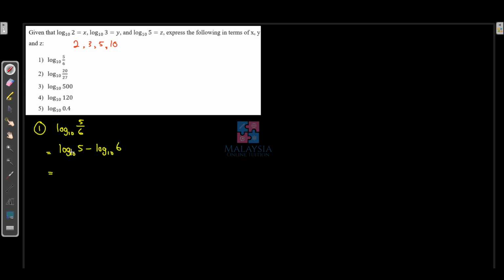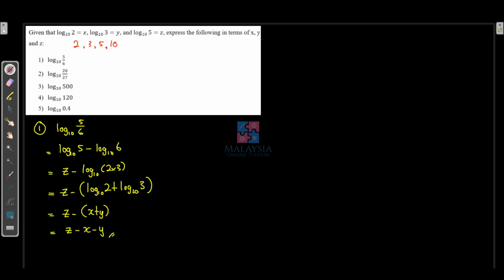So we can change the log base 10 of 5 into z, minus log base 10 of 6, which you can change to 2 times 3. And then remember multiplication means you add. So this is going to be log base 10 of 2 plus log base 10 of 3. Now you can see that the 2 and the 3 correspond to x and y. So you will have z minus open bracket x plus y. And finally, the answer is going to be z minus x minus y. So this is the final answer for question part 1.